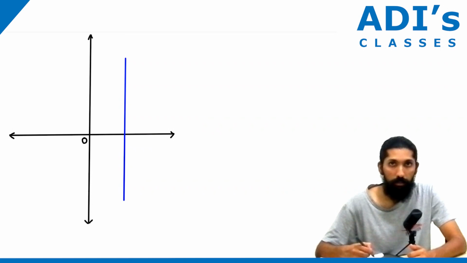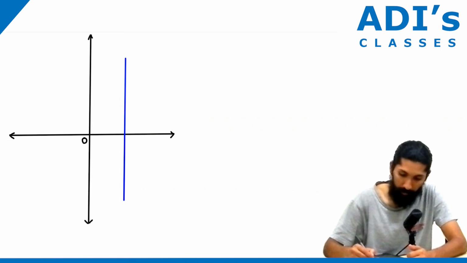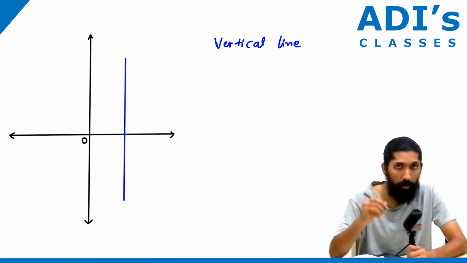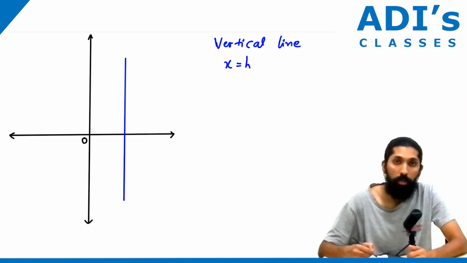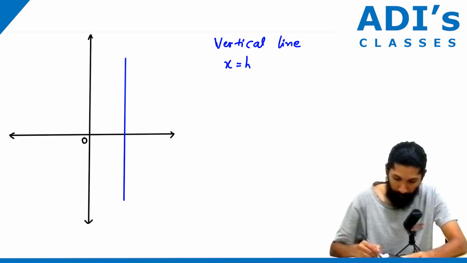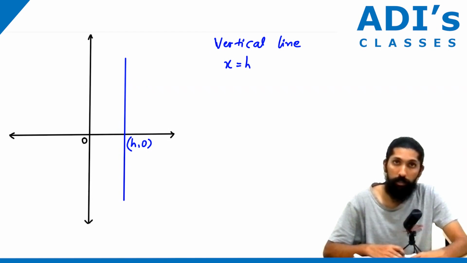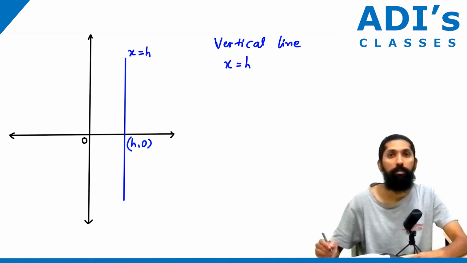See, it is a line which is parallel to y-axis. That means what we have right now is a vertical line. Correct? It's a vertical line. Now the equation of such a line is going to be x is equal to h. When we have x is equal to h, this point on the x-axis is going to become h comma 0. That's the point, h comma 0. So the equation of this one is going to become x is equal to h.